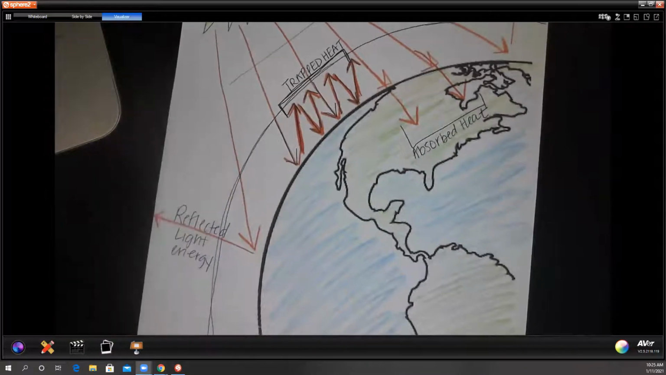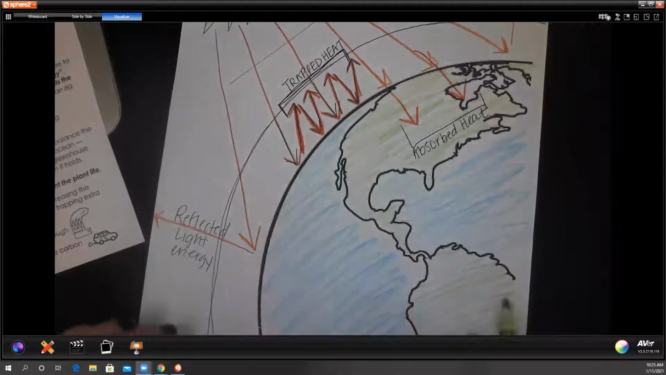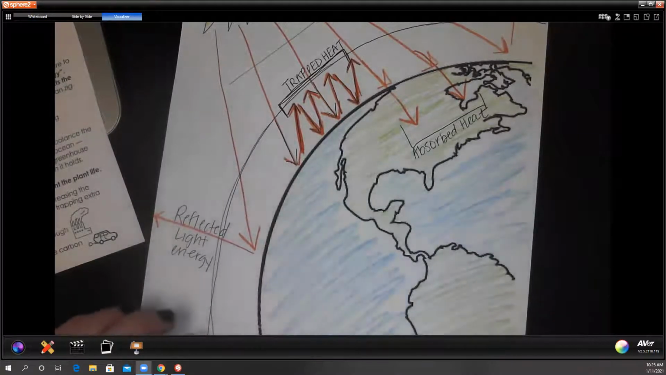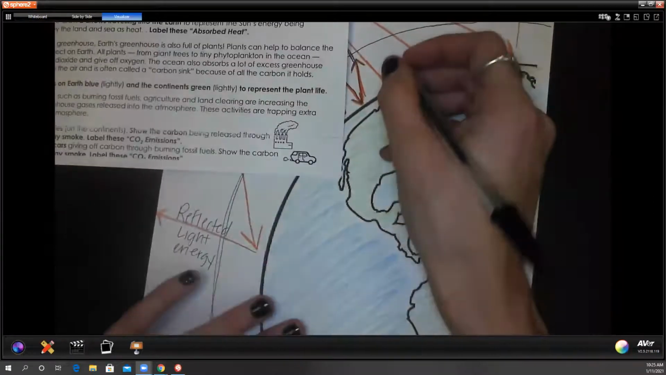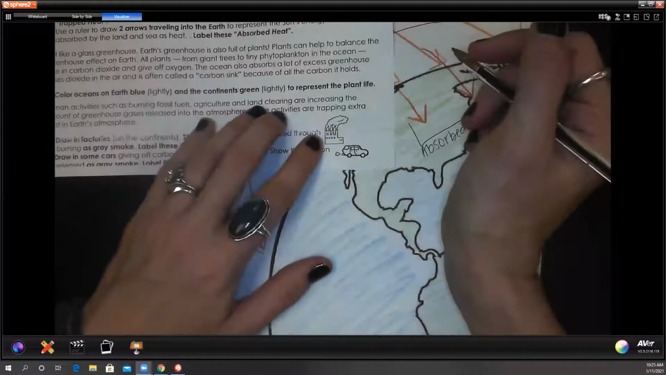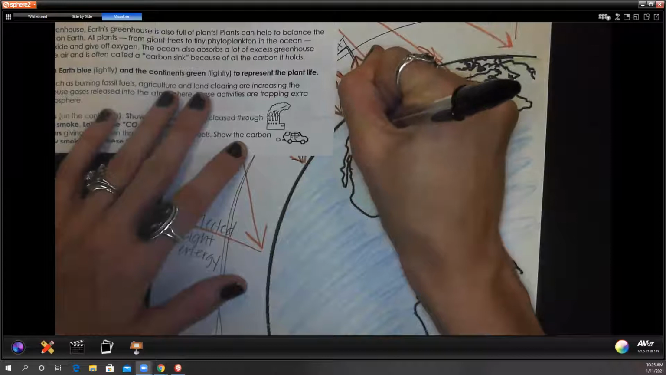Okay. Draw in factories on the continents, show the carbon being released through burning as gray smoke. Label these CO2 emissions. So on our continents, I'm going to draw, just like it says, little factories. They look like Lego pieces.